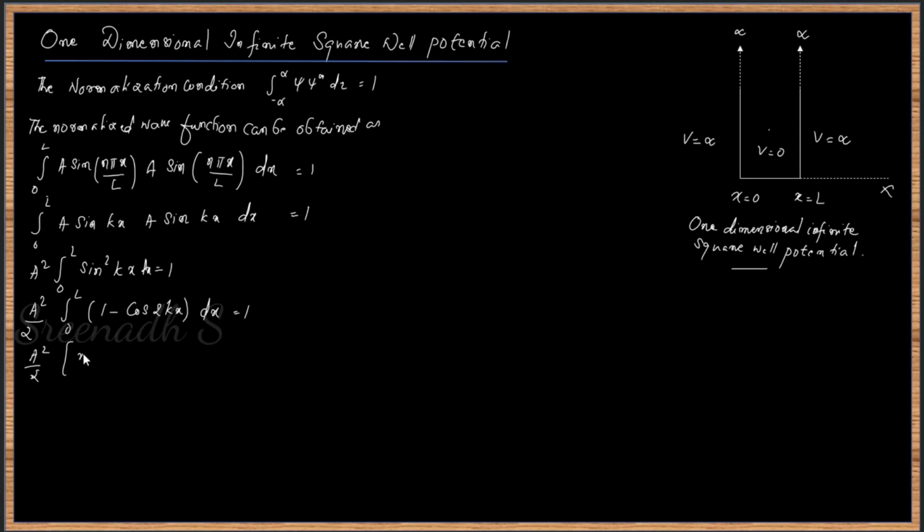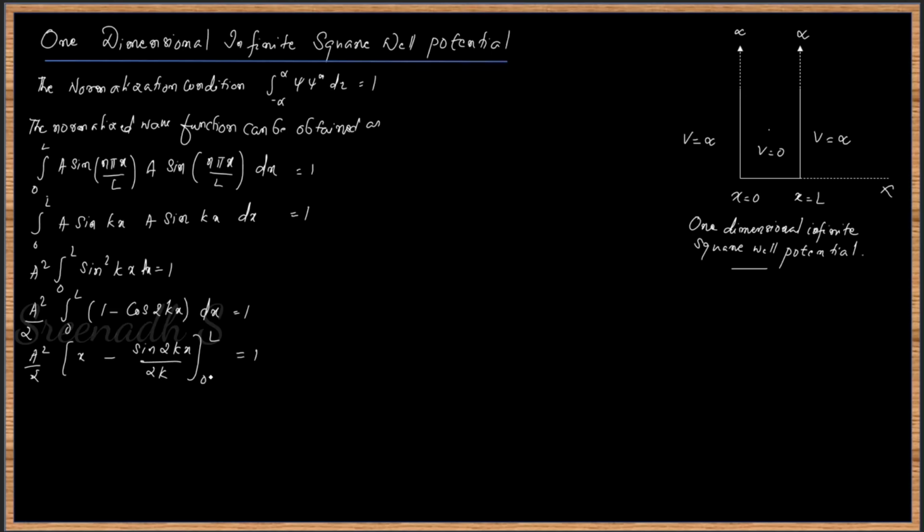What is the integral of cos 2kx? That is sin 2kx by 2k, with the limit 0 to L. Right, that is equal to 1.